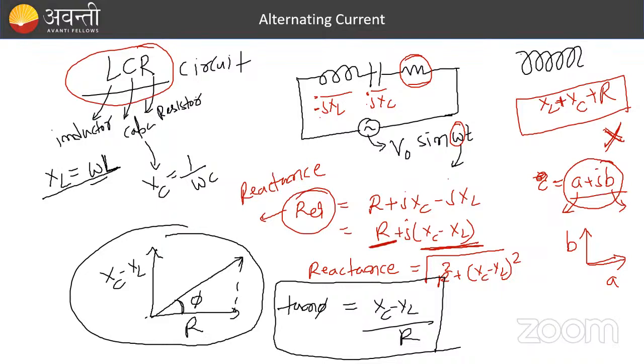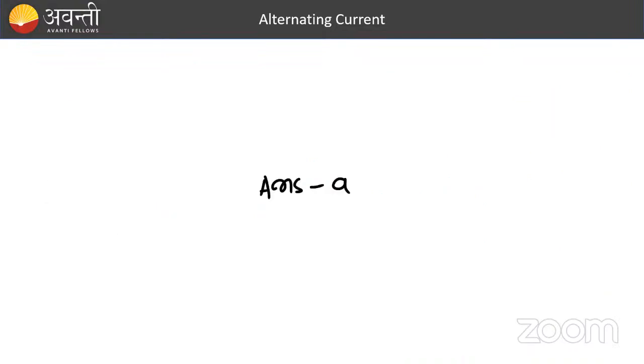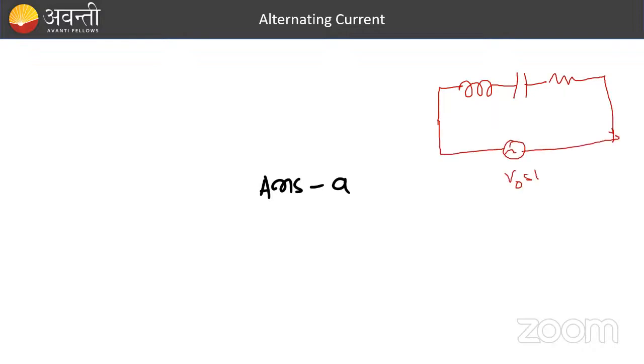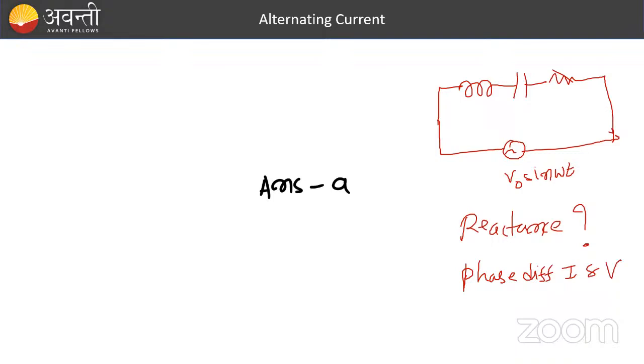Done. चलो, I hope it is clear. Confuse नहीं होना है. तुम्हें सिंपल ये याद रखना है कि अगर यहाँ पे L है, C है, and this is R, and if voltage is given as V naught sin omega t, V naught is the amplitude of the voltage, then how we will calculate the phase difference between voltage and current, how we will calculate reactance. So first question से हमने क्या क्या सीखा? हमने सीखा how we will calculate reactance, how we will calculate phase difference between current and voltage. ठीक है. These two things we learned. Over.